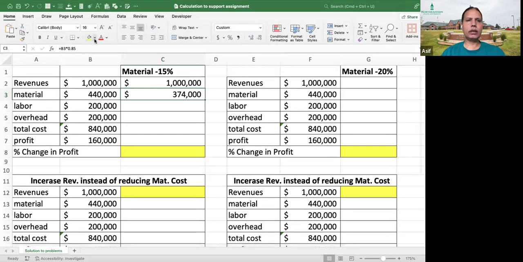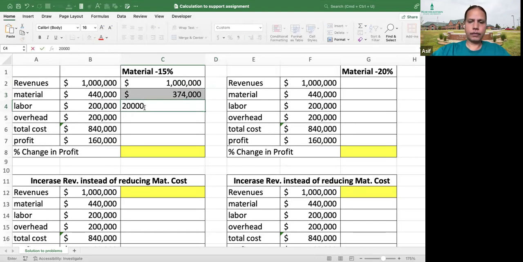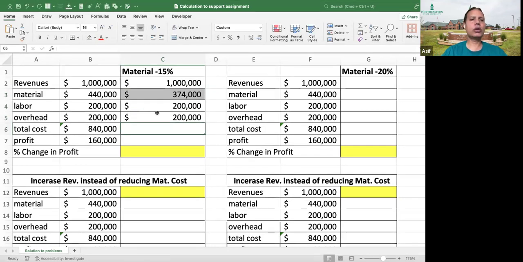So that's the only thing we are going to change. And let me highlight this one. Other costs would remain the same, which means labor cost, that's 200,000, remains the same. Overhead, which again is 200,000, would also remain the same. And total cost, now we need to calculate it.